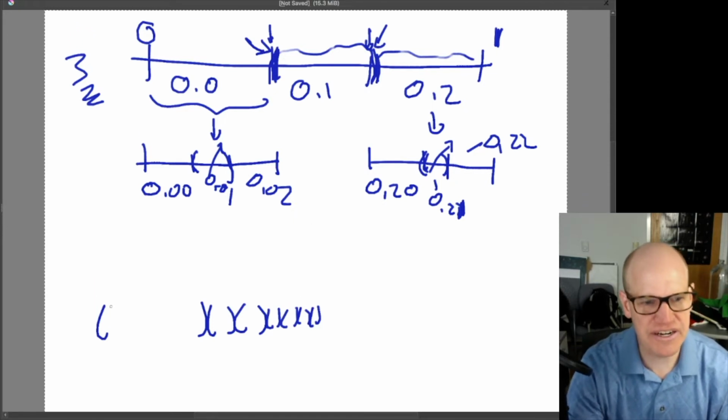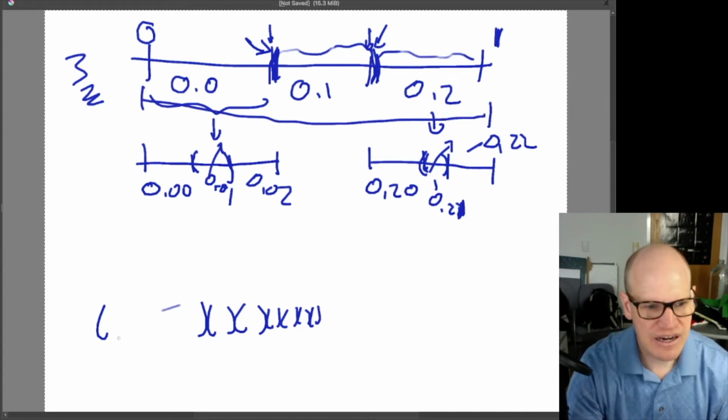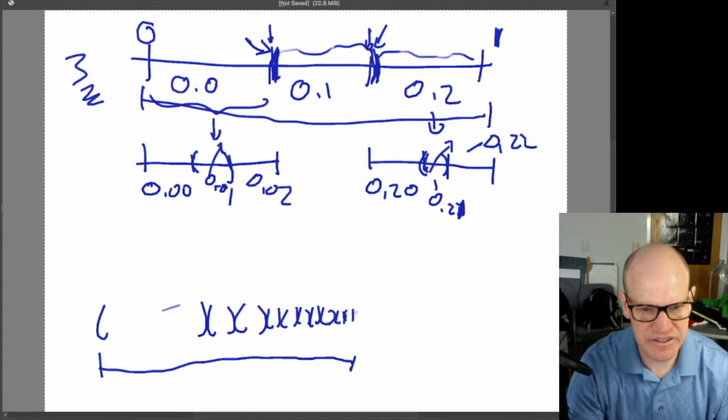Okay, so the question that I have is, you start with this whole interval from 0 to 1. How much do all these pieces that I pull out add up to? What is their final length if I stack them end to end?